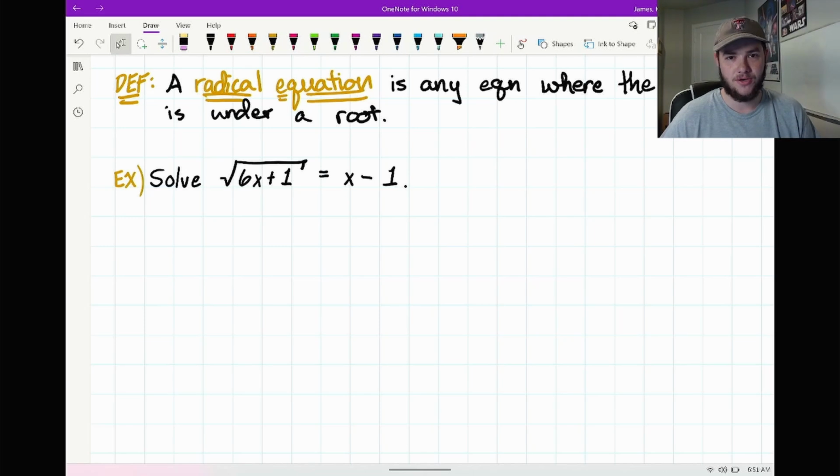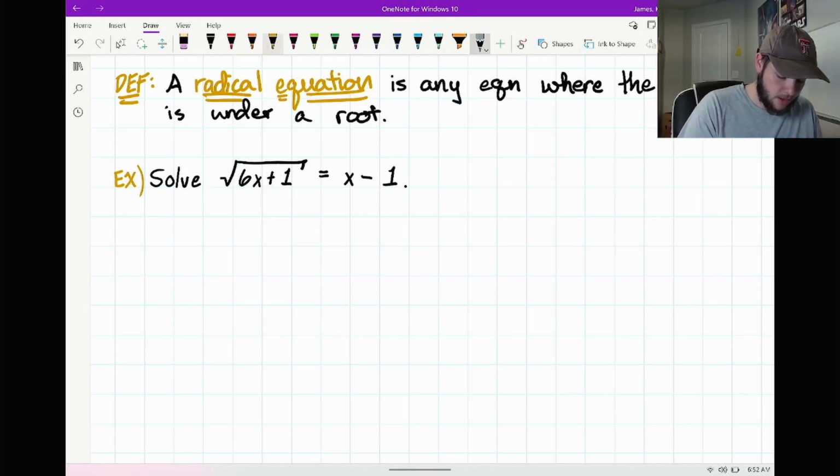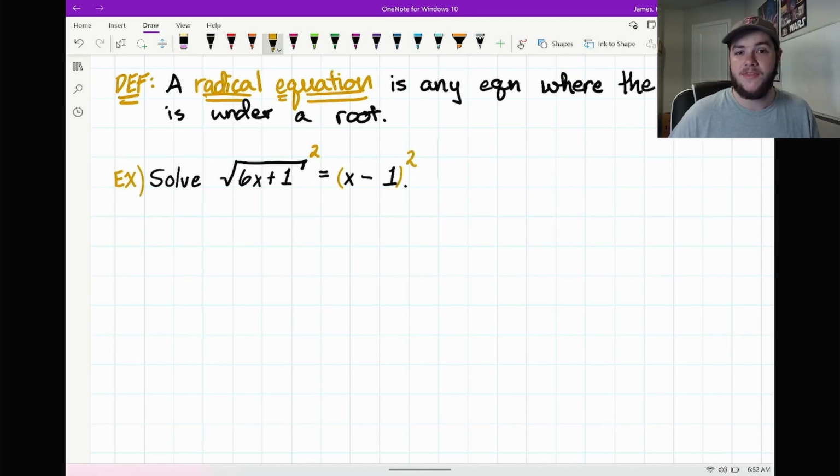Like I mentioned in the intro to this video, a radical equation is just any equation where part of it is under a radical. Like in this first one, we're being asked to solve the square root of 6x plus 1 equal to x minus 1 for x. Now, the thing about radical equations that are tricky are the radicals. So we just get rid of them. That's kind of the only trick there is to it. The inverse operation to a square root, if you recall, is the square. So I'm going to square both sides of the equation.